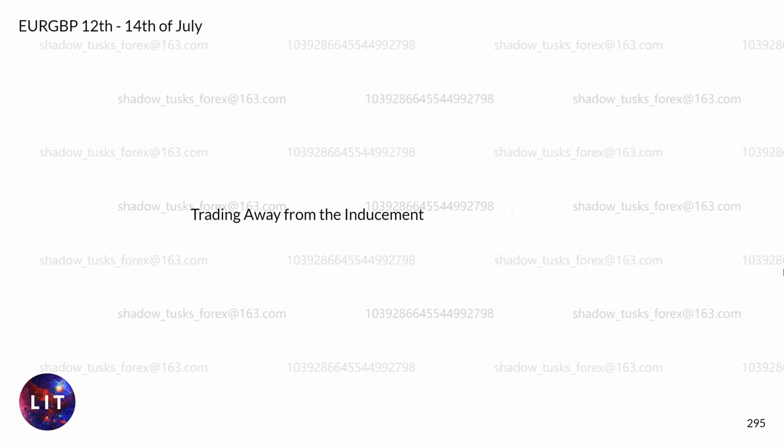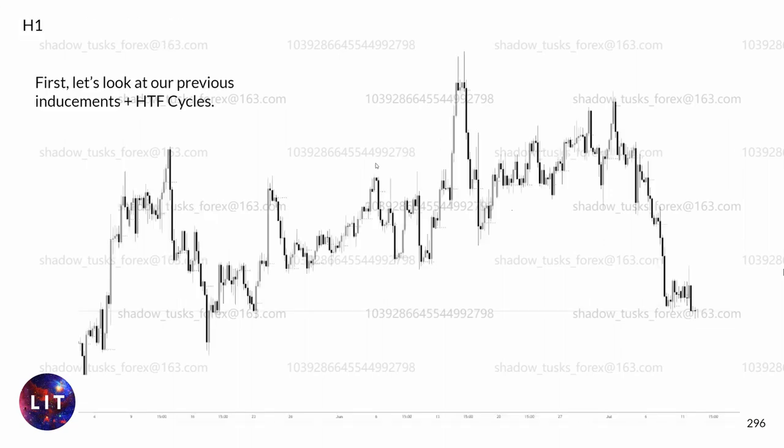So let's get it. All right, so we're going to be looking at EG on the 12th to the 14th of July. So that's 3 days. This is our higher time frame. Here, I don't know why it says H1, it's actually H4. This is our H4 time frame. So first, before I even show anything, let's just go through it and look at where our liquidity builds up and see how it all comes together.